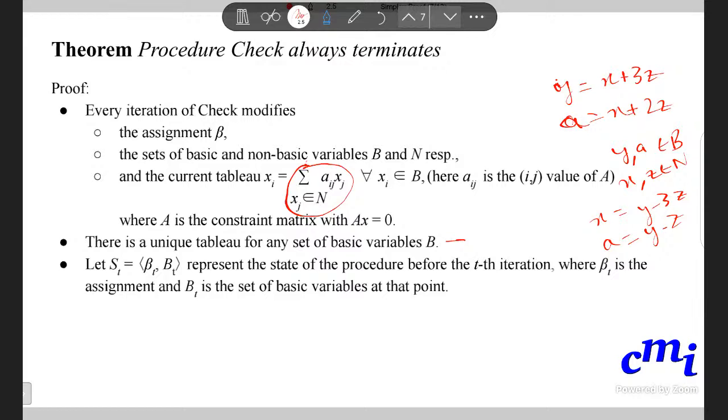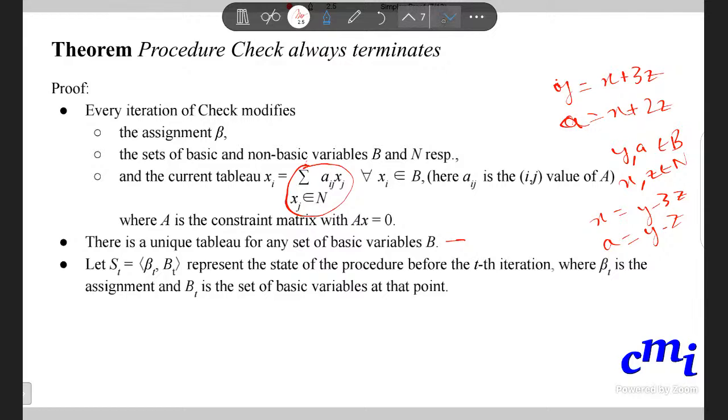Okay. Now we represent, we look at a state at time step t. This state consists of the assignment beta_t and the set of basic variables at that point.